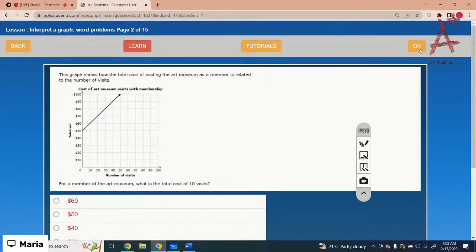Okay, the next one is this graph shows how the total cost of visiting the art museum as a member is related to the number of visits. For a member of an art museum, what is the total cost of 10 visits? So here on the x-axis you have the number of visits, and on the y-axis you have the cost of the visits. Got it? Here you have 10. Just match it to the graph line and match it to the y-axis. That means the cost of the 10 visits is $60. Got it? So the correct option is $60.